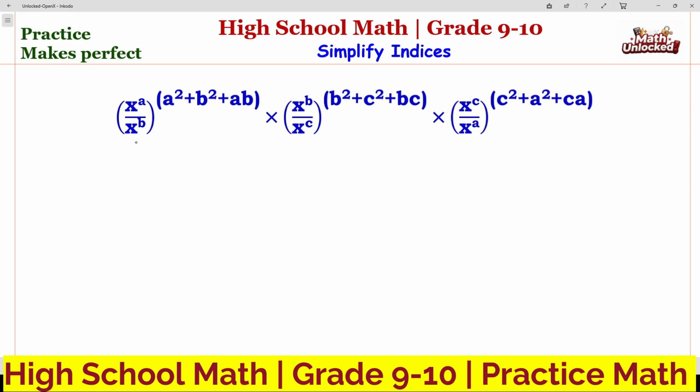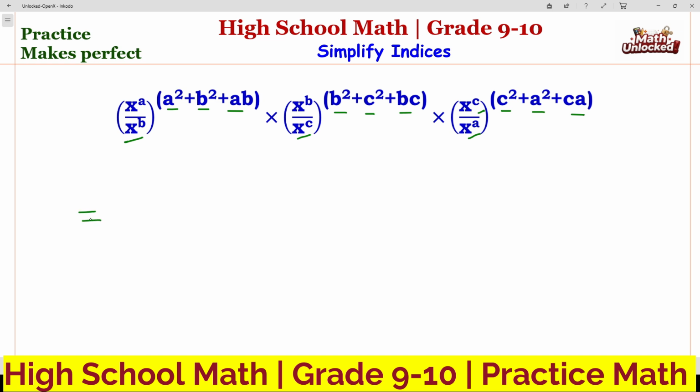(x^a ÷ x^b)^(a² + b² + ab) times (x^b ÷ x^c)^(b² + c² + bc), same thing times (x^c ÷ x^a)^(c² + a² + ca).